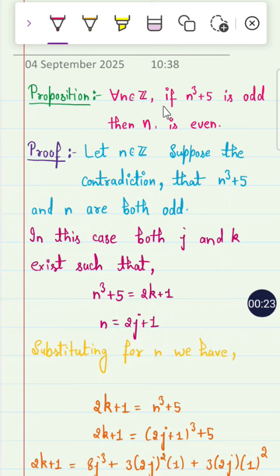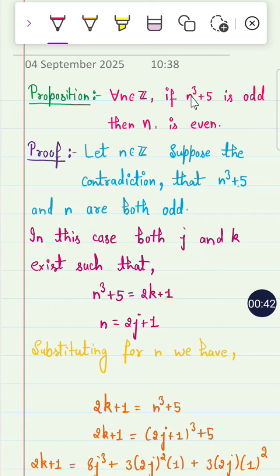Right, now let us define the proposition. For all n in Z, if n cube plus 5 is odd, then n is even. This is the given proposition. We have to prove that. So by contradiction, we assume that n cube plus 5 and n are both odd.